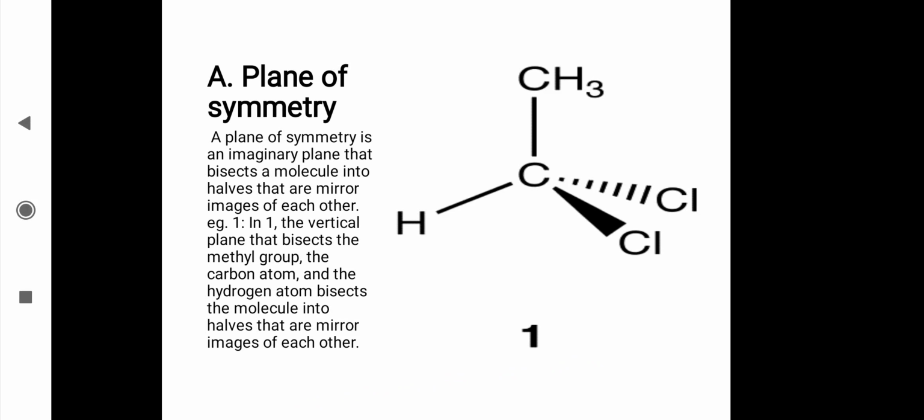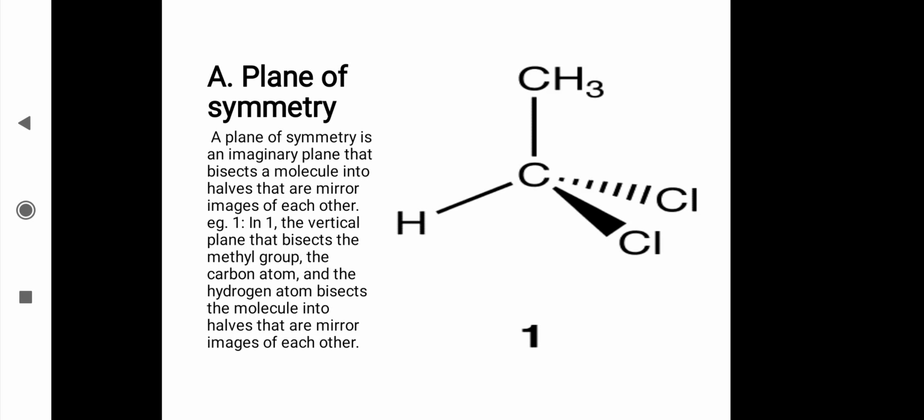So the plane of symmetry: a plane of symmetry is an imaginary plane that bisects, meaning cuts in between, a molecule into halves that are mirror images of each other. For example, you can see this compound. The plane of symmetry is an imaginary plane that cuts through the middle carbon and divides the compound into two, having mirror images of each other. What you see in this place, the same thing you're going to see in the other place. Exactly the same thing. So that imaginary plane that cuts into two halves is called a plane of symmetry.